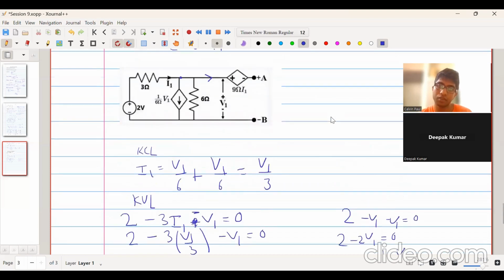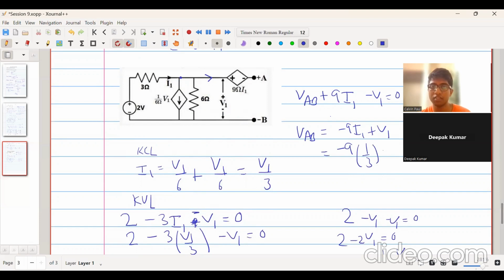Now we will apply KVL over here. We are going from negative to positive, so it is VAB. Negative to positive, so 9 into I1 minus V1 is equal to 0. So VAB is equal to minus 9 I1 plus V1. It will be minus 9 times 1 by 3 plus 1, so minus 3 plus 1, equal to minus 2 volt. So VAB is equal to minus 2 volt.